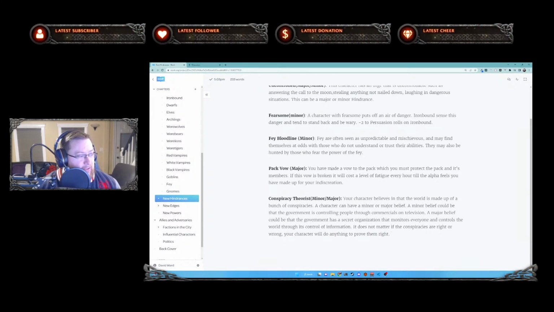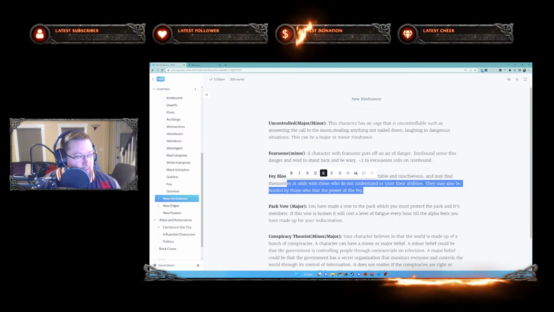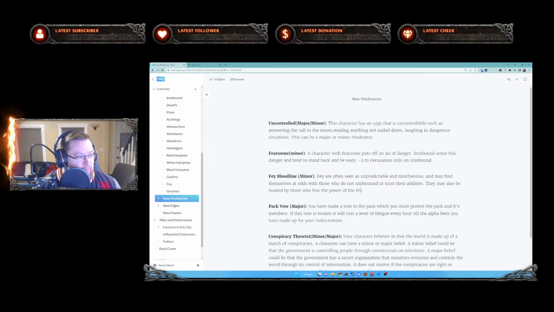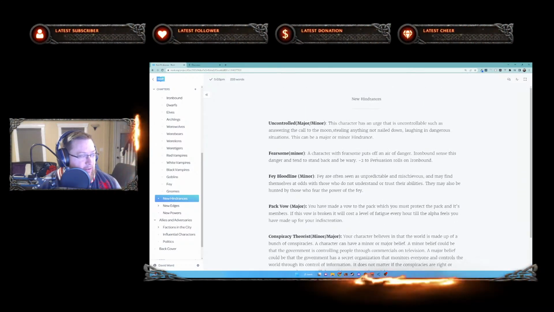I've created a couple hindrances based on like one is for fae. Fae are often seen as unpredictable, devious. You may find themselves at odds with those who do not understand or trust their abilities. They may also be hunted by those who fear the power of the fae. So having that bloodline in you can be a little bit of a hindrance. Then you have a vow pack where you make a connection to your pack, and because you made that connection, you have a major vow to pack leader, the alpha.